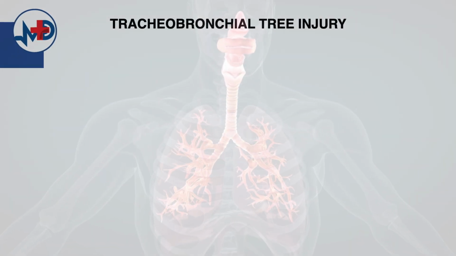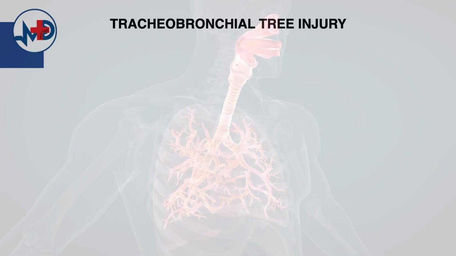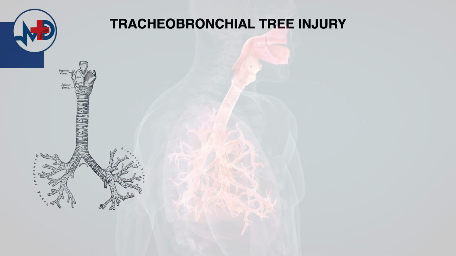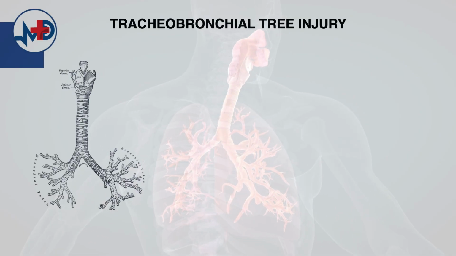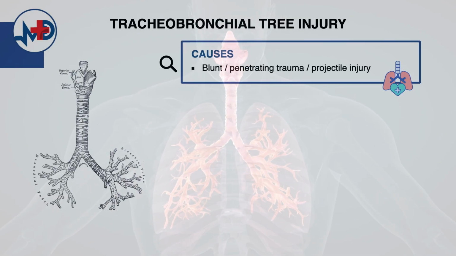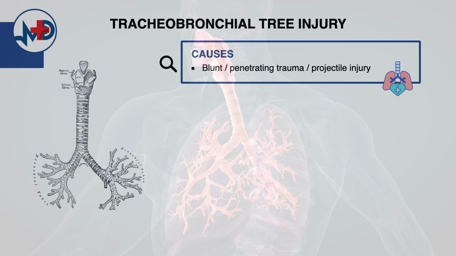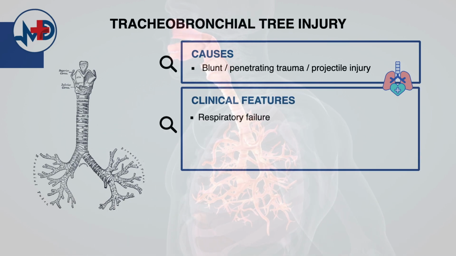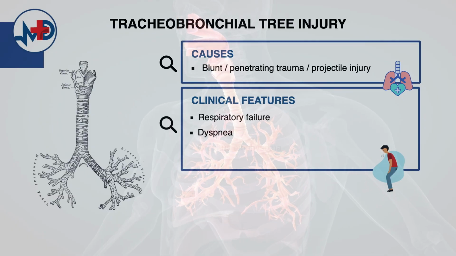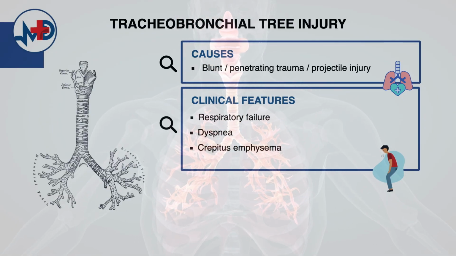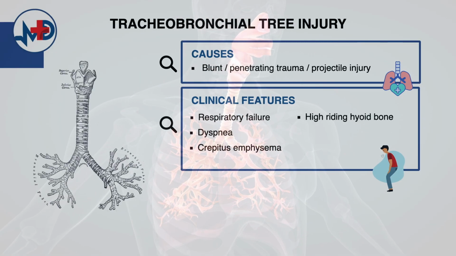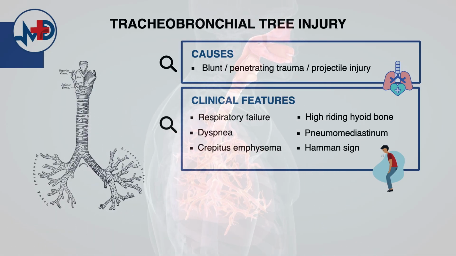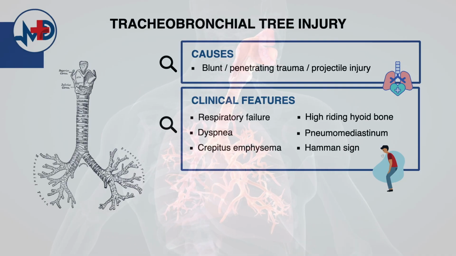Moving on to tracheobronchial injury, which comprises injury occurring between the cricoid cartilage and the right and left main stem tracheal bifurcation. Injuries may be due to blunt or penetrating trauma or projectile injuries to the chest and neck. Some of the clinical features seen include respiratory failure, dyspnea, crepitus or subcutaneous emphysema, high riding hyoid bone, pneumomediastinum, Hammond sign, stridor, hemoptysis, dysphagia, and dysphonia.